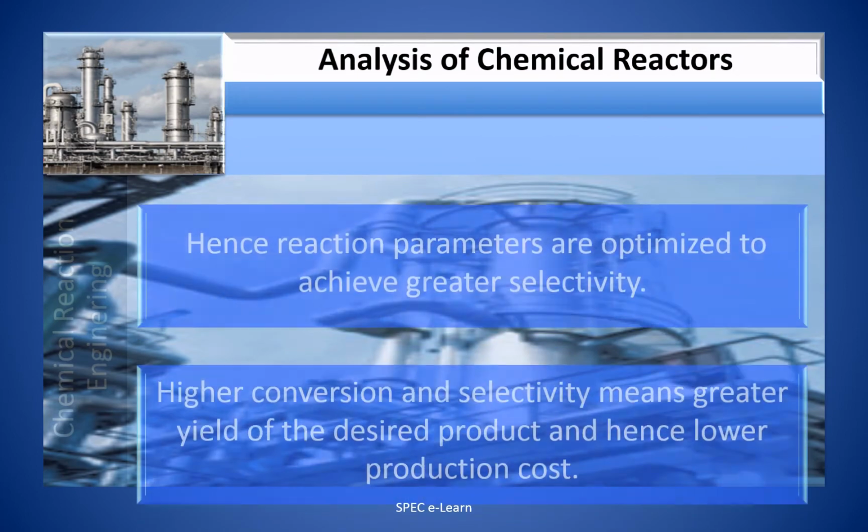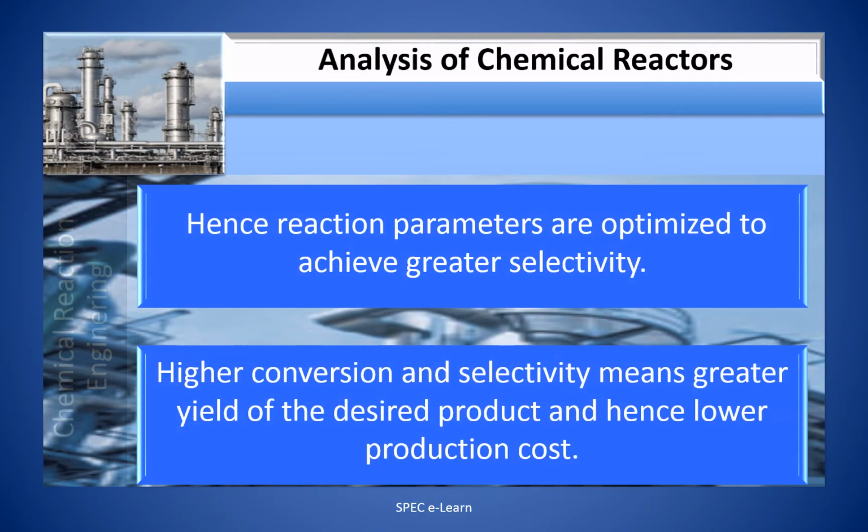Hence, reaction parameters are optimized to achieve greater selectivity. Higher conversion and selectivity mean greater yield of the desired product, hence lower production cost.